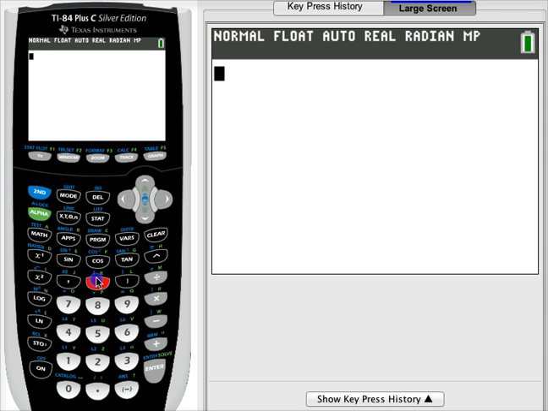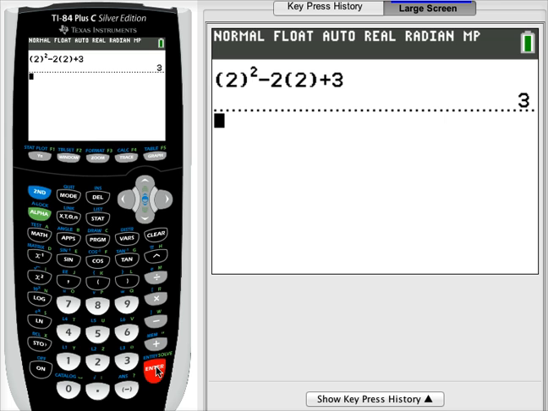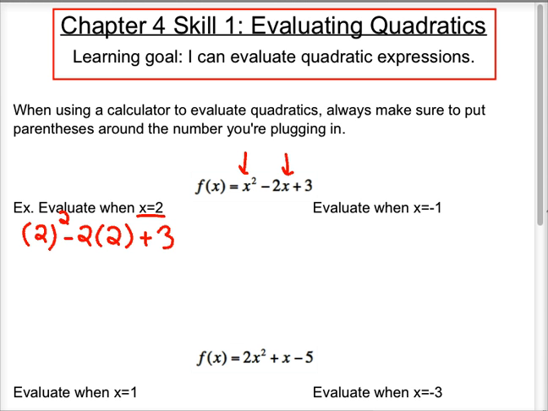Well, parenthesis 2 squared minus 2 times 2 plus 3. And if you type it in just like that, exactly as I'm showing here, the calculator will pop out the right answer and you will get 3. So the answer to this, when you put 2 into that function, you're getting 3 as an answer.